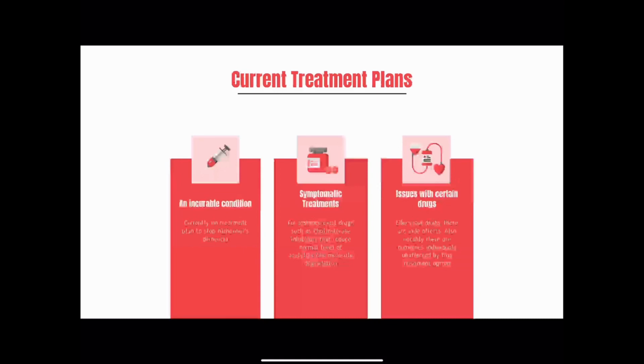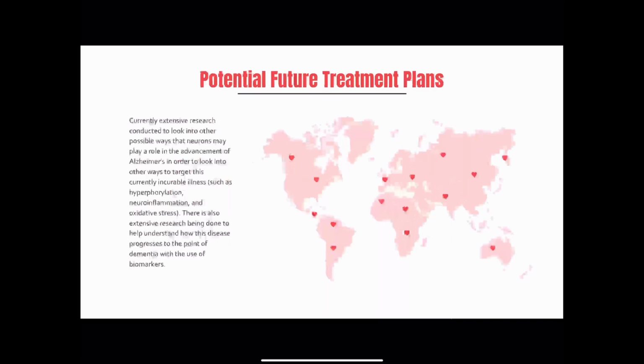So what is the future of Alzheimer's treatment? Well, there's currently a lot of research being done into other possible ways that neurons may play a role in the advancement of Alzheimer's, such as hyperphosphorylation, neuroinflammation, and oxidative stress, in order to look into other ways to target this currently incurable illness. There is also extensive research being done to help understand how this disorder progresses to the point of dementia with the use of biomarkers.